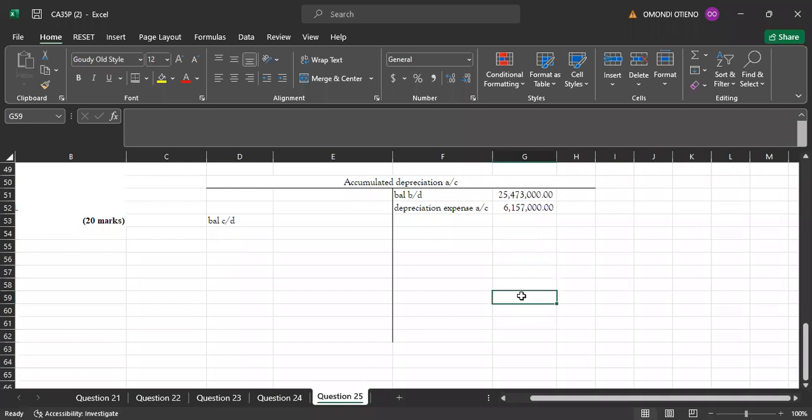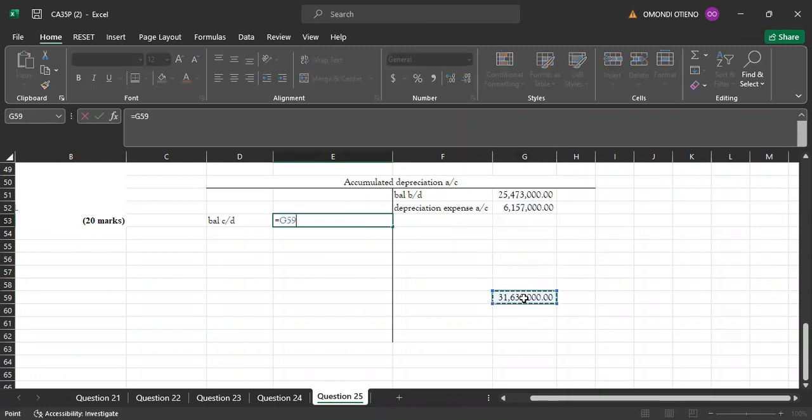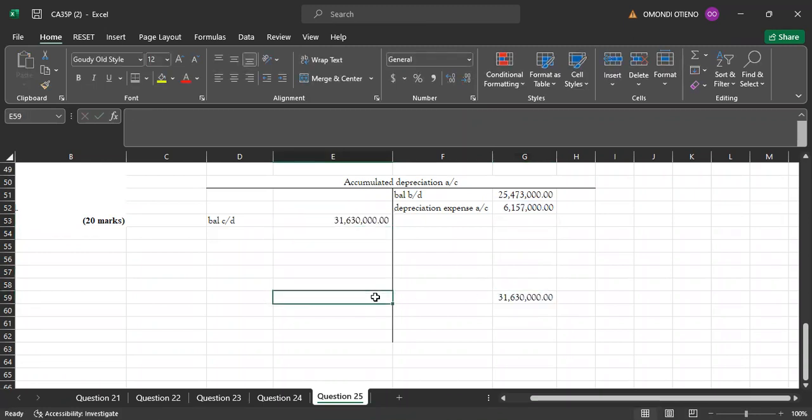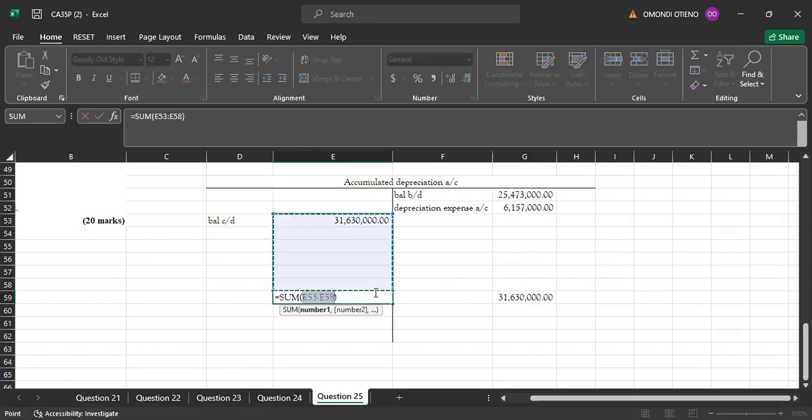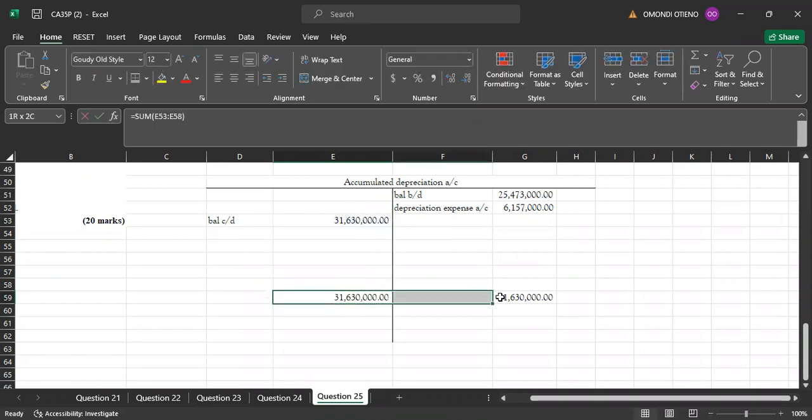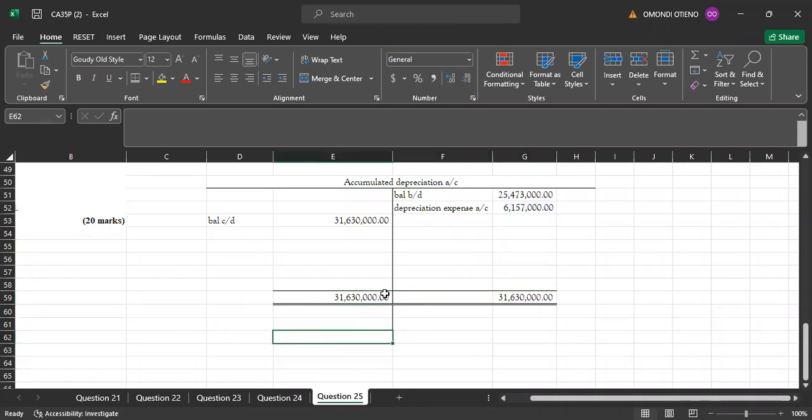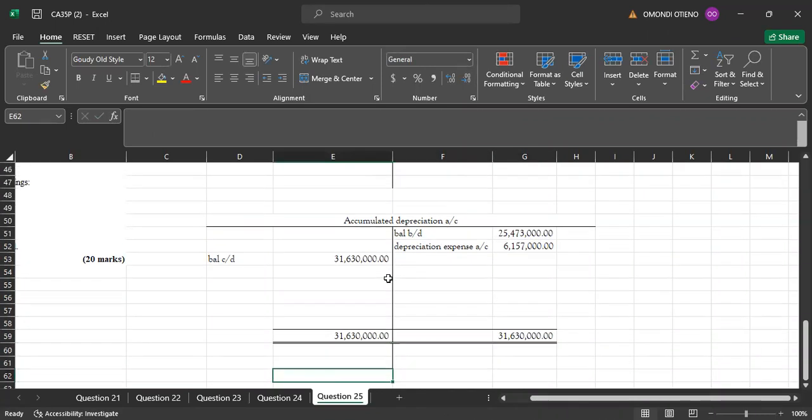We can even put it somewhere here. Because there is no disposal, this total becomes the balance carried down. Then you get the summation of this. So that is our accumulated depreciation account.